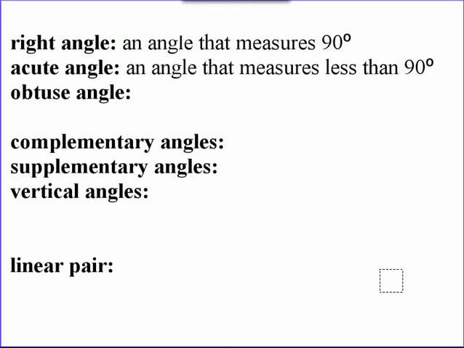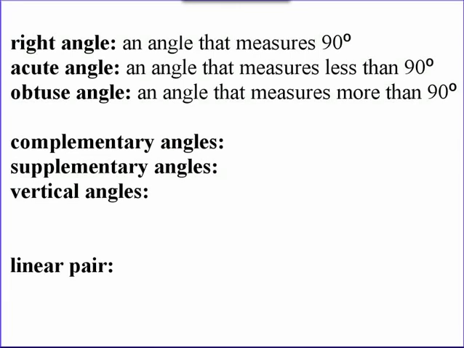An obtuse angle. Let's see what we got here. An angle that measures more than 90, but less than 180 degrees. So we're specifying that an obtuse angle has some boundaries. It's got to be between 90 and 180.